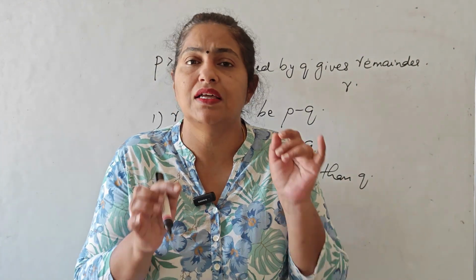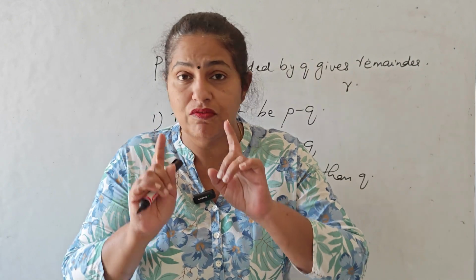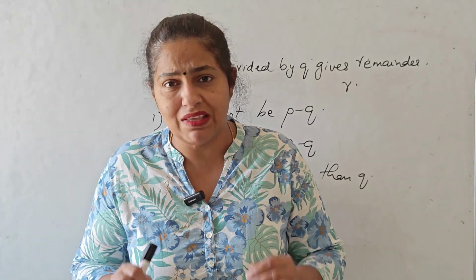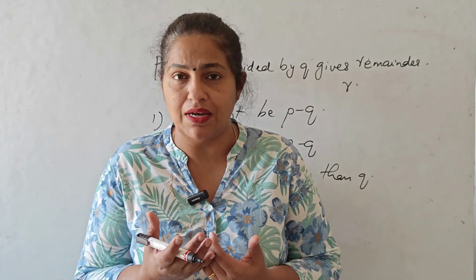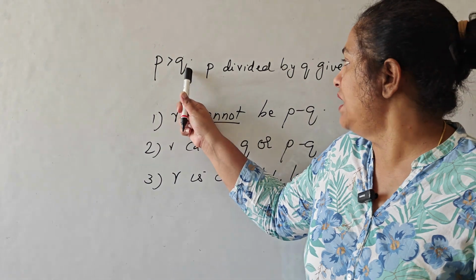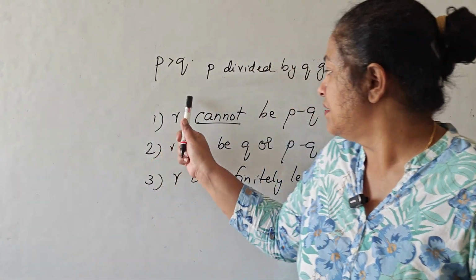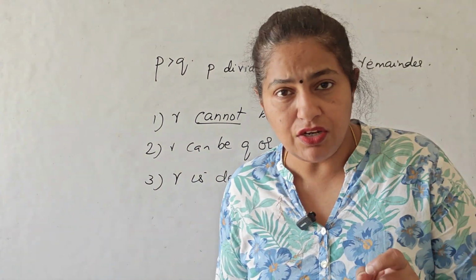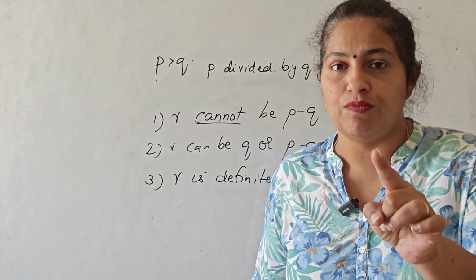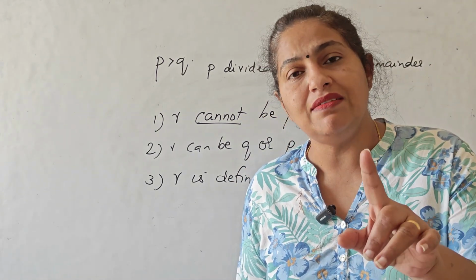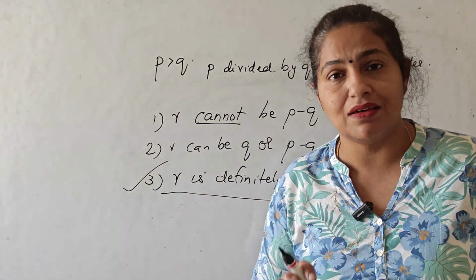So the condition is that the remainder has to be always lesser than the divisor, the point at which we stop our division. This is basic maths, which I have also explained in the video which is the tutorial on real numbers. So here, if P greater than Q, P is divided by Q, it is giving a remainder of R. These are our three options. We know that the remainder always has to be lesser than the divisor, which means that R has to be always less than Q. So this third one is definitely correct.